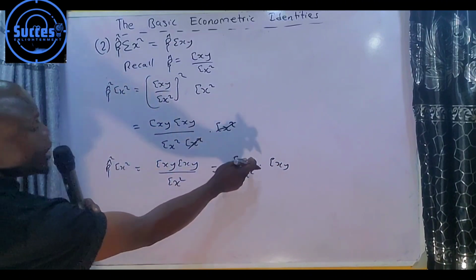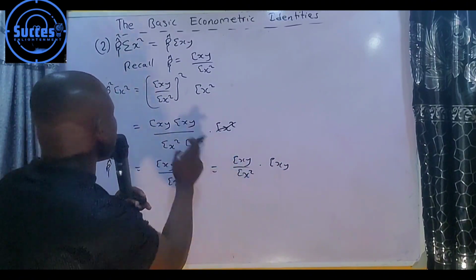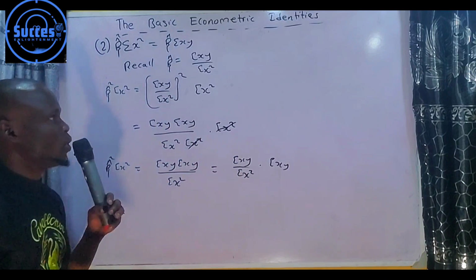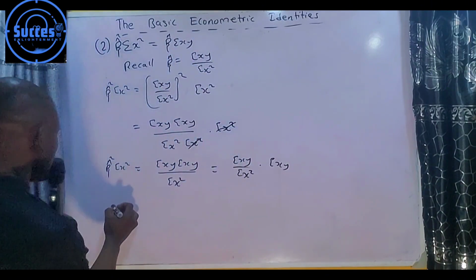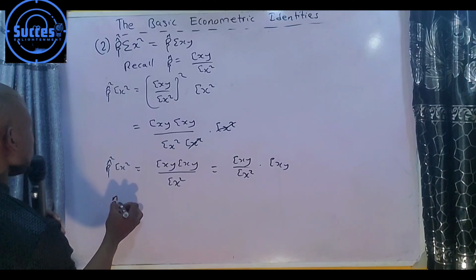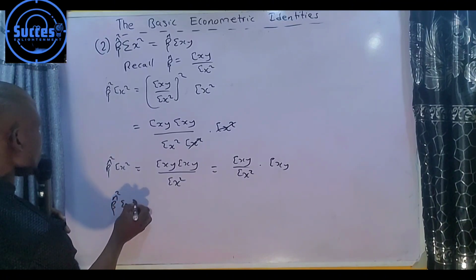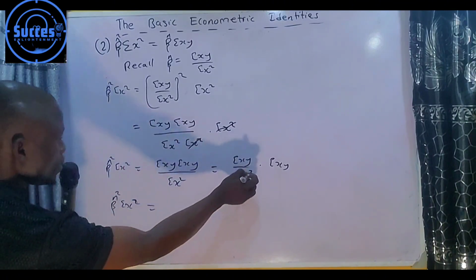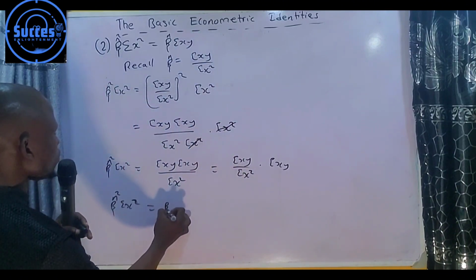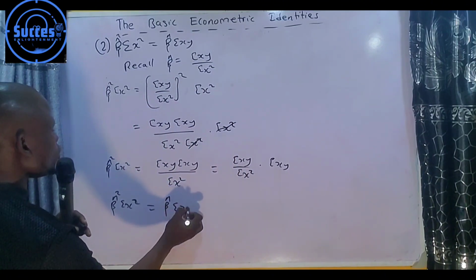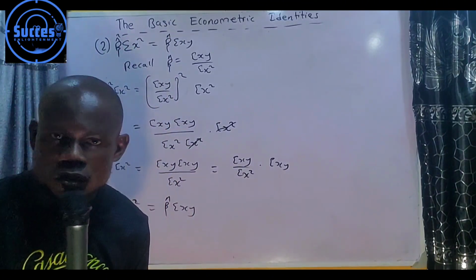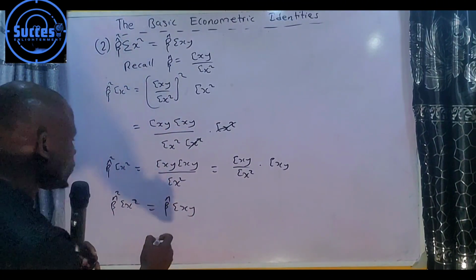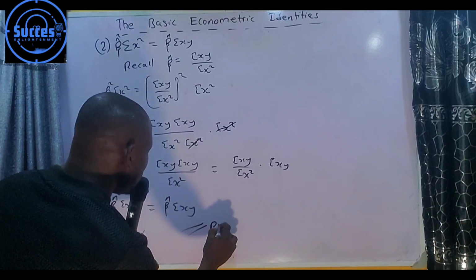Recall that this summation xy over summation x square is the same as our beta cap here. All right, this is the same as this. So therefore, we can write this as what? Beta cap square summation x square equals this, which is beta cap. So this is beta cap summation xy, which is exactly what we are asked to prove, isn't it? Yes, it is. So therefore, we are done with this proving.